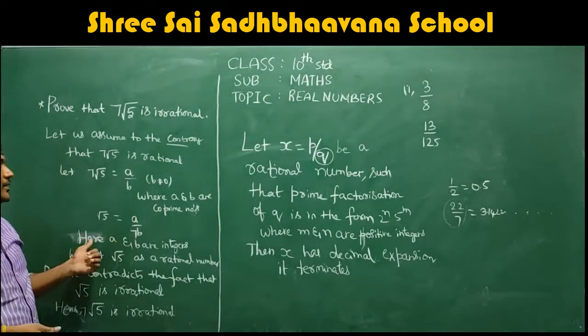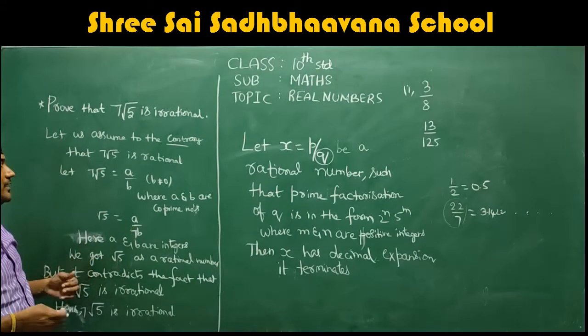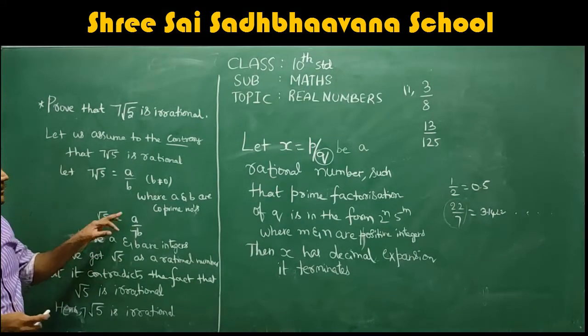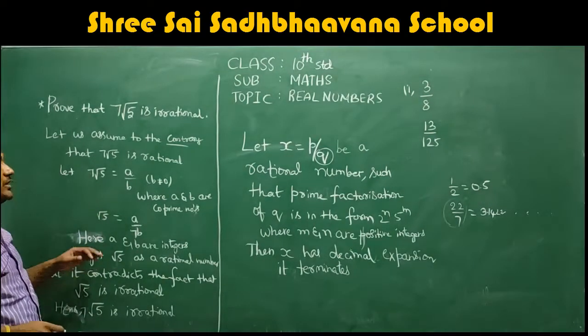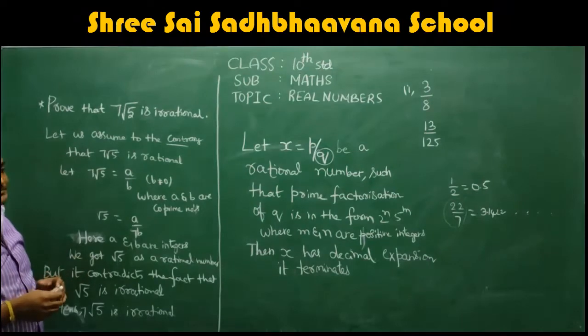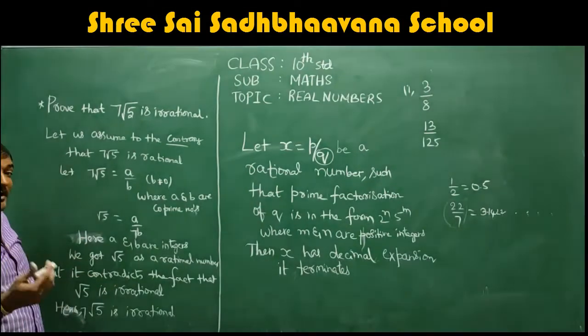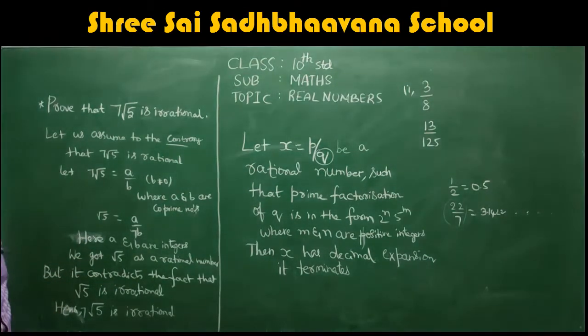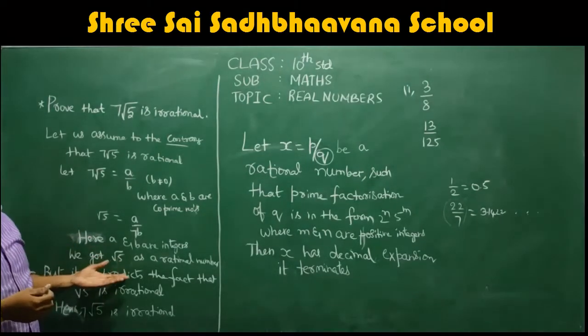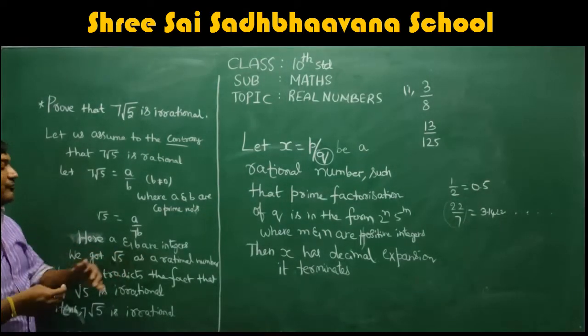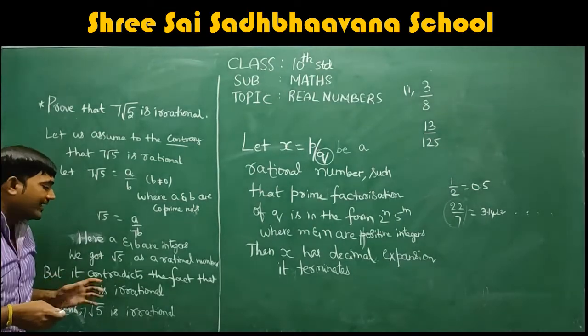So a by 7b, a and b are integers, so definitely root 5 can be written in the form of p by q. If you are able to write root 5 in the form of p by q, it means you proved that root 5 is a rational number. But we already proved that root 5 is irrational. So how can you get root 5 as a rational number? So it is a contradiction. It means we are doing it against the fact. So it contradicts the fact that root 5 is irrational.